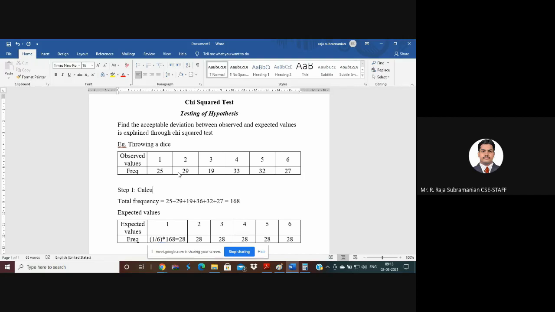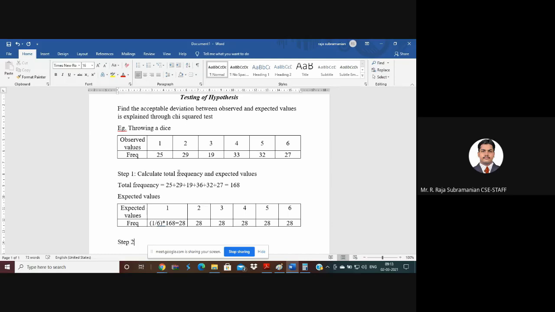That is, calculate total frequency and expected values. So this is actually the first step. Calculate the total frequency and expected values. Step 2 will be setting up the hypothesis.